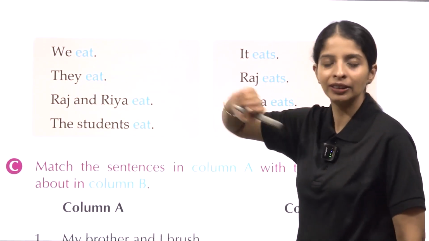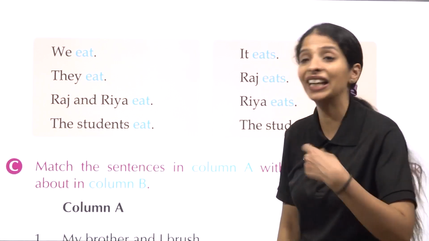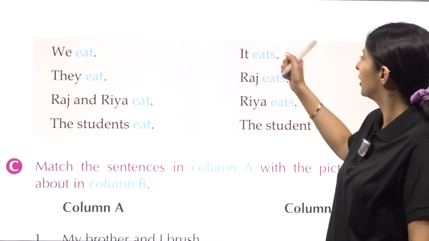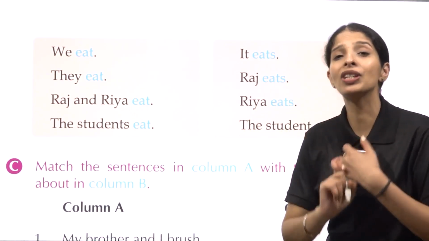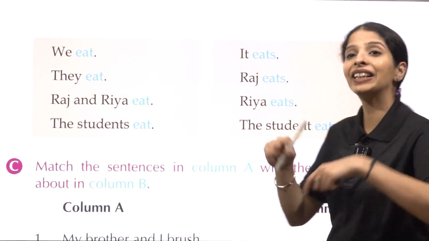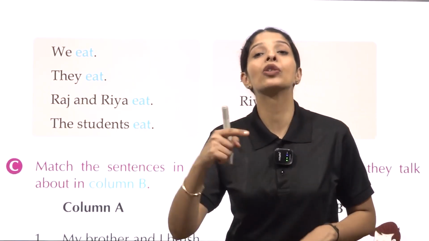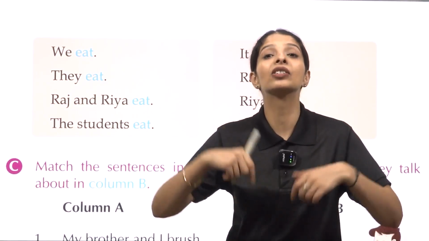We eat. They eat. Raj and Priya eat. The students eat. It eats. Raj eats. Riya eats. When I'm talking about singular, S would be there. The student eats. The student writes. When I say students, then students write.